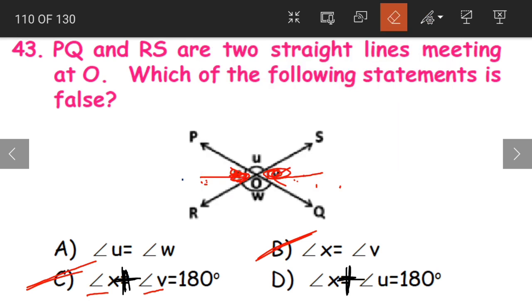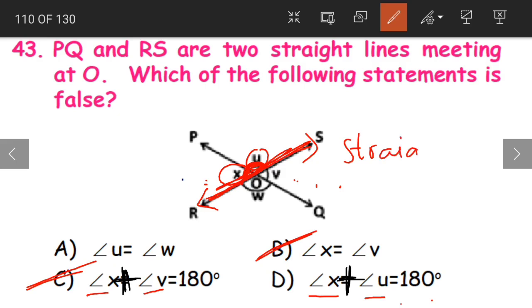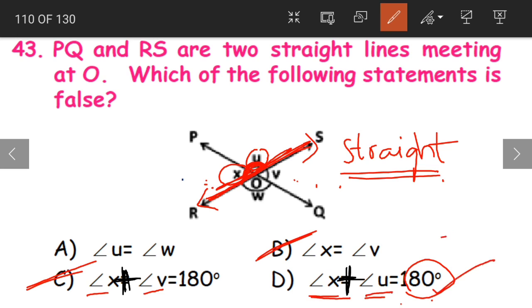Now when we look at option D, angle X plus angle U is equal to 180 degrees. When we look at the combined angle X plus angle U, they both form a straight line, that is a straight angle. Yes or no? As we can see, angle X plus angle U is equal to a straight angle. And what is the measure of a straight angle? 180 degrees. So angle X plus angle U is equal to 180 degrees is true.